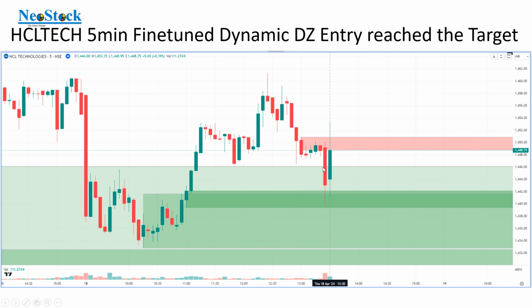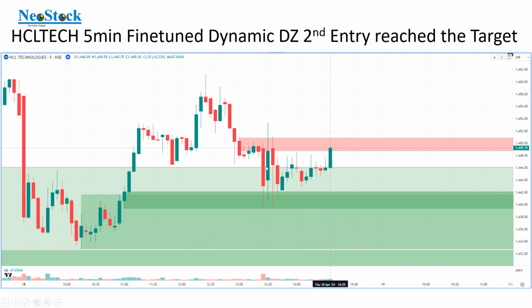In this 5 minutes candle, it gave an entry. In this 5 minutes candle, it reached the target. Definitely less than 10 minutes, the whole trade is completed. But see, again, in the same day, after that, once again prices came here, picked up the orders. After that again prices are moving, and in this candle again it reached the target. That means you got two trades on the same fine-tuned zone.